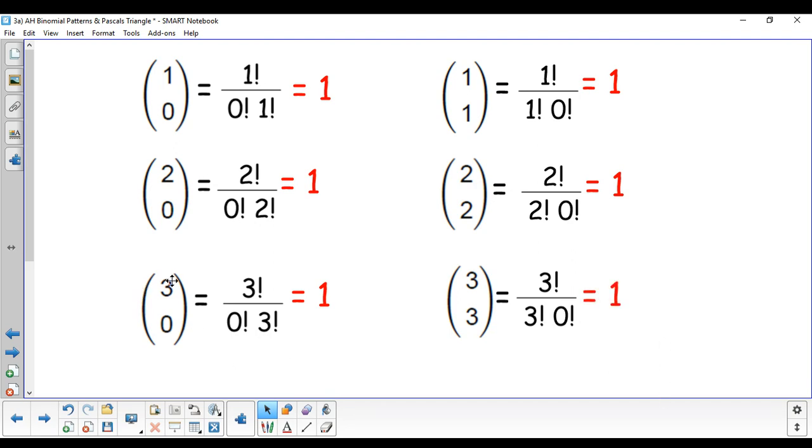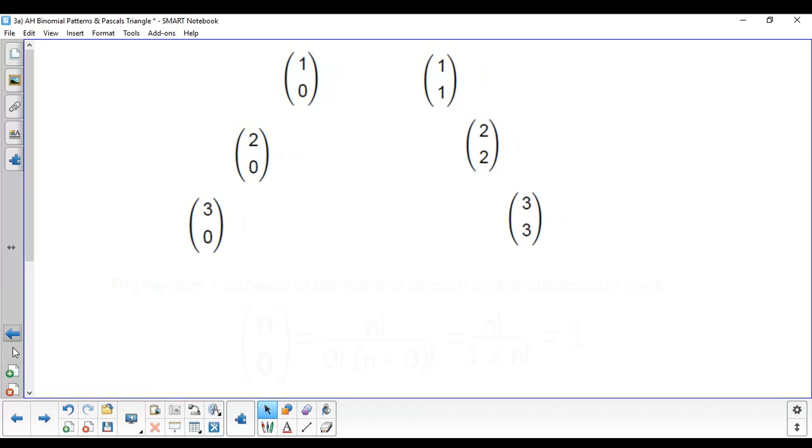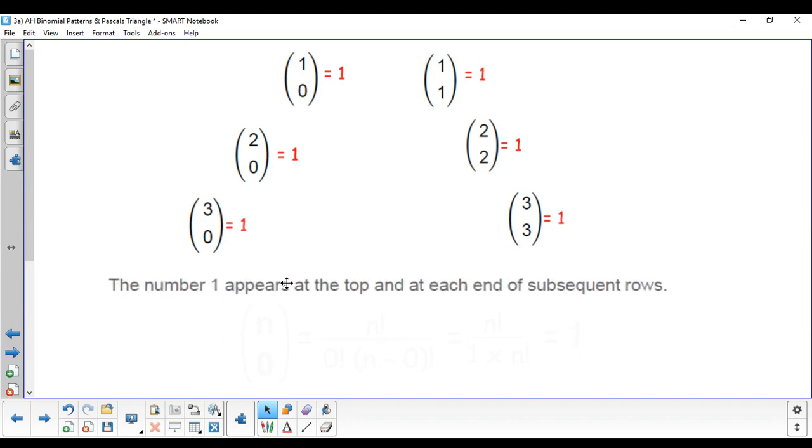So you'll notice I could give you anything, and it should give you a 1 if it's in this condition. That means that if we start thinking about the pattern, all of these have a value of 1. The number 1 appears at each end of the subsequent rows. I'm going to show you the full picture in a minute. We're just starting to get the idea of a pattern.